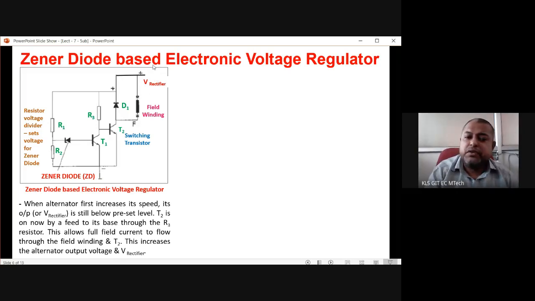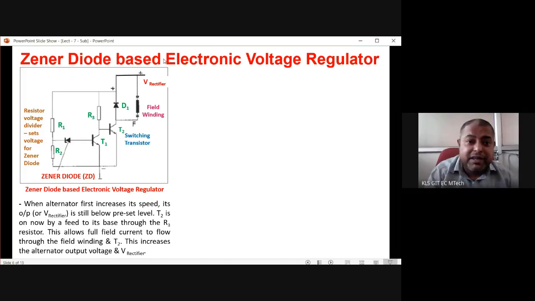Okay, so voltage is 14 to 14.2. This 14 to 14.2 voltage creates a voltage here at R3, and this base is getting the supply. Transistor T2 is switched on. When transistor T2 is switched on, the V rectifier current through the field winding flows through T2 and comes to the ground. The rotor magnetic field is getting supply, the alternator is rotating, it is producing voltage, and the longer the field winding is connected, the more the alternator V rectifier will increase.